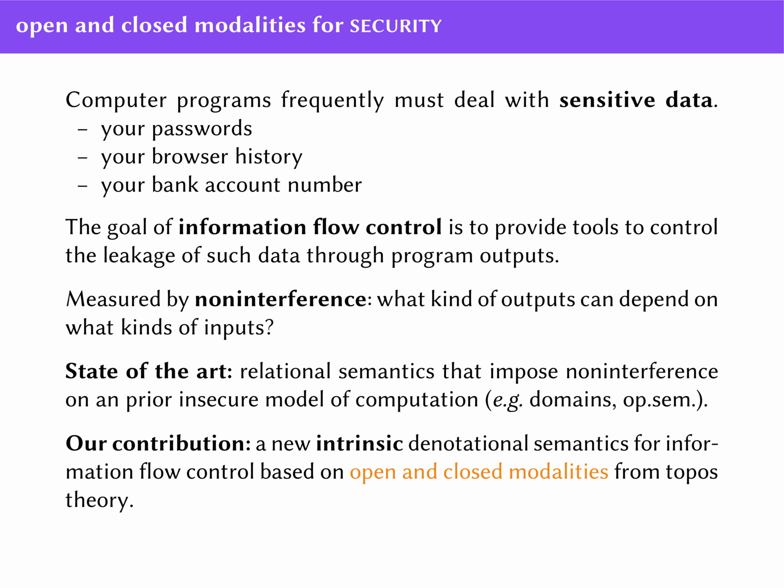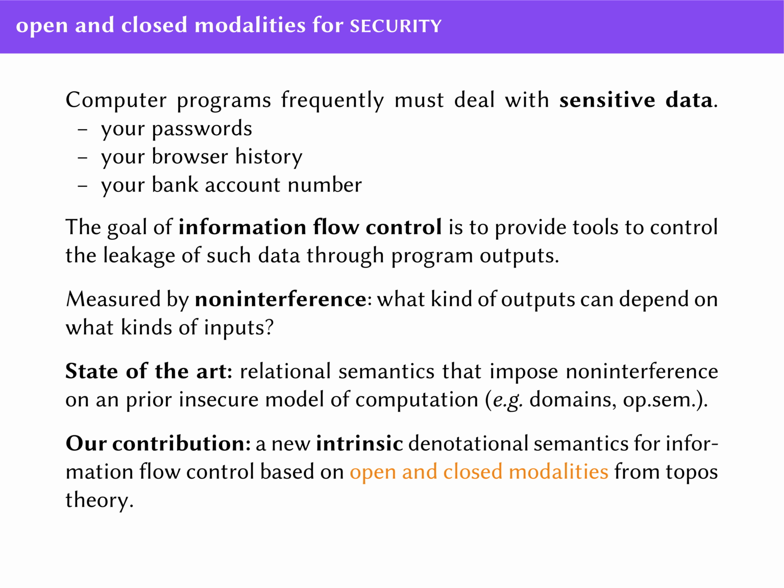Computer programs frequently must deal with sensitive data. That includes your passwords, your browser history, your bank account number, or your identity as a referee of a journal paper. The goal of information flow control is to provide tools to control the leakage of such data through program outputs. Noninterference is a property that measures what kind of outputs can depend on what kind of inputs.